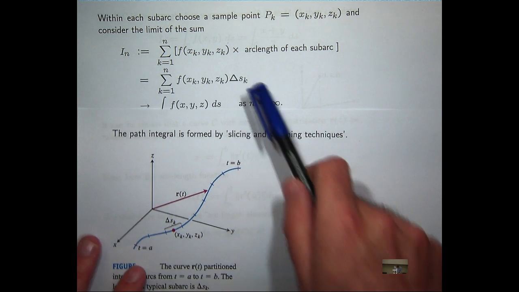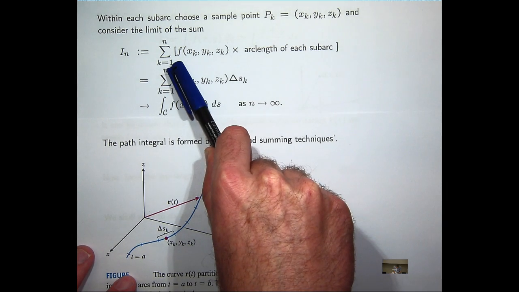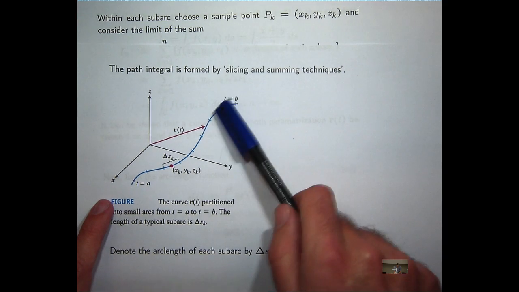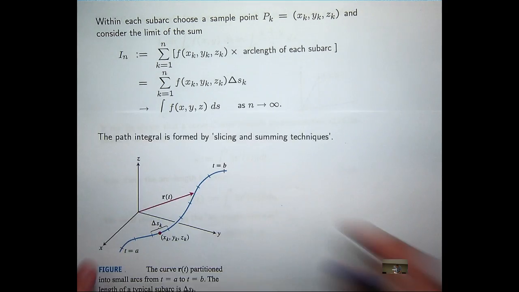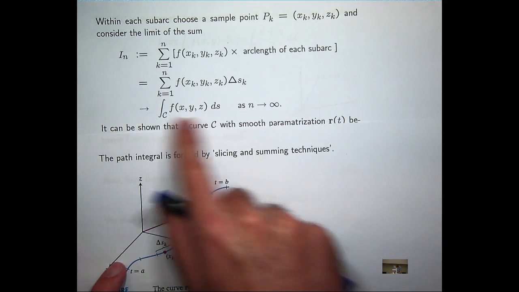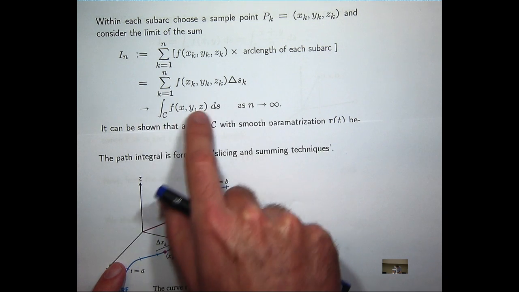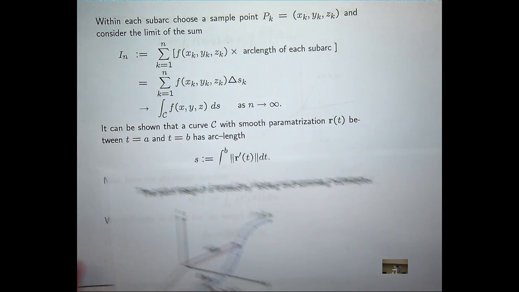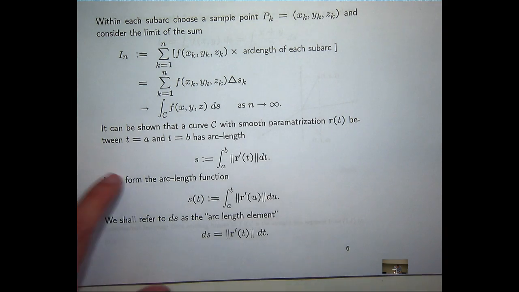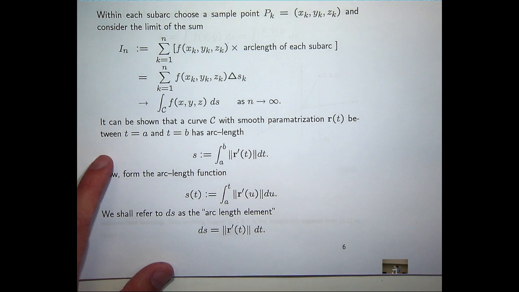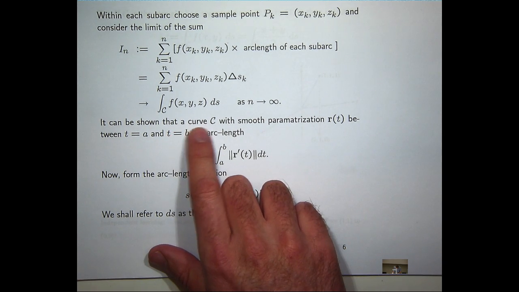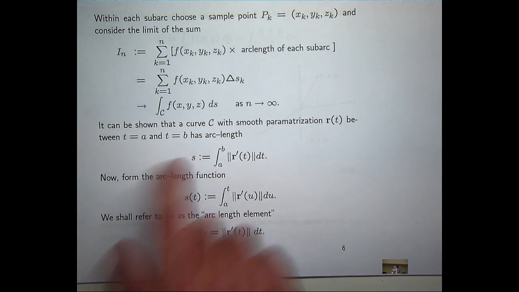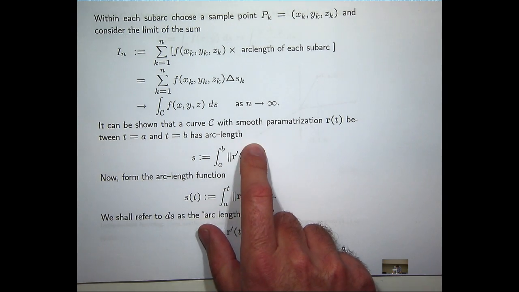I can form my Riemann sum and then let n go to infinity, right? So basically the widths of the slices go to 0 here. So we obtain this, which is the limit of this Riemann sum. Now, like I said before, and you might not have this bit in your notes, it can be shown that a curve with a smooth parameterization r of t between, say, t equals a and t equals b has arc length this.